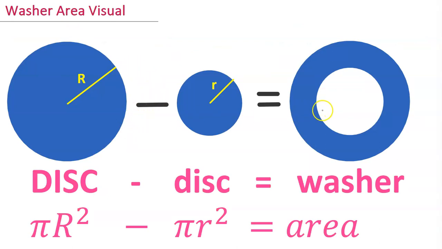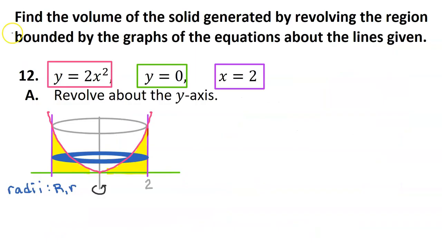You can picture a washer as a big disk minus a smaller disk. We will call the radius of the big disk capital R, and the radius of the small disk will be lowercase r. Calculating the volume of a solid like this is a three-step process. Step 1 is to find expressions for both radii, the radius of the large disk and the radius of the smaller disk, which is really a hole.